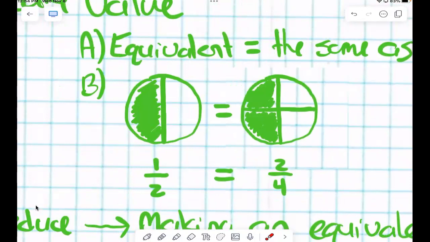Yes. No? Yes. Okay. This pizza has this half shaded in, yes? Yes. This pizza has 2 of the 4 pieces shaded in. Do they look pretty close to the same? Yes. We know they're the same because there's an equal sign there, right? Yes. Is this a half a pizza? Yes. Is this 2/4 of a pizza? Yes. Do they mean the exact same thing? Yes. Are they equivalent fractions?